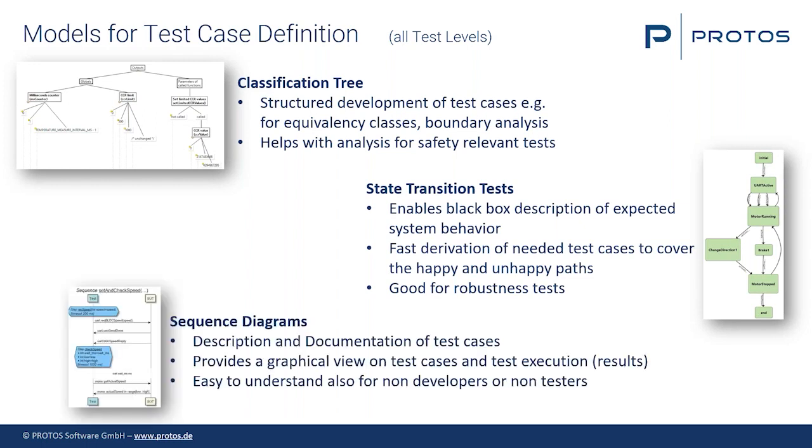Third method would be a sequence diagram. It's really nice to describe in a graphical way and document test cases. It provides a really good graphical view on the test cases and of the execution also. So if you log results as a sequence diagram, that's a nice thing to have. And it's also easy to understand for non-developers. That's good for communication. So those are three typical use cases for models in test case definitions.